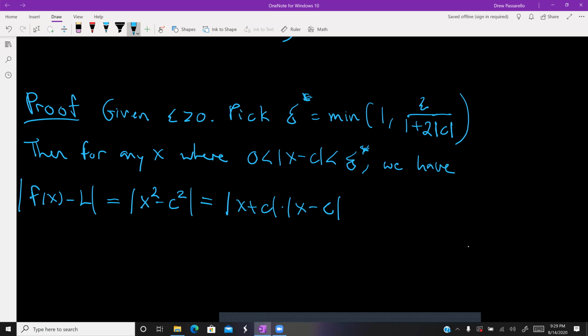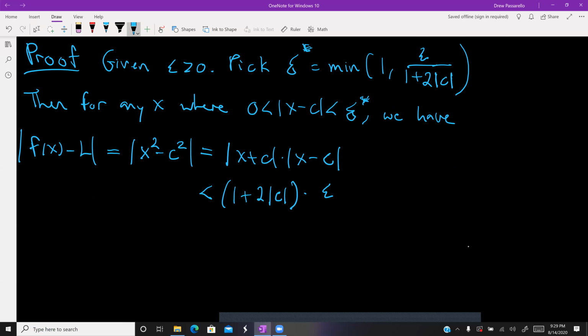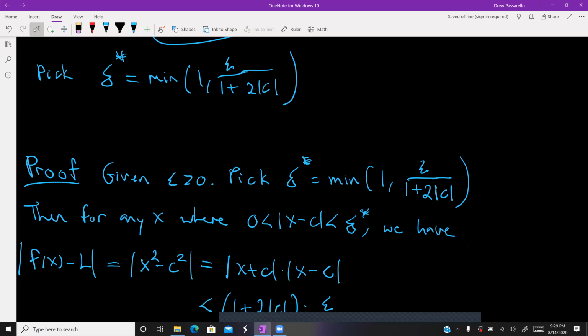And the x plus c, we know that's less than 1 plus 2 times the absolute value of c. All right, and that was for delta being 1. And then this x minus c is going to be less than epsilon over 1 plus 2 times absolute value of c. And so that's all equal to epsilon. And that's the proof. All right, so that one was a little bit tricky, definitely more difficult than the other one.